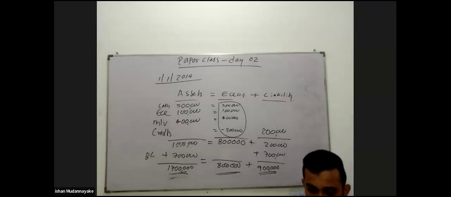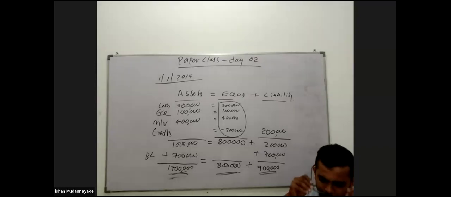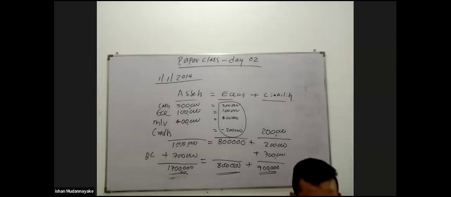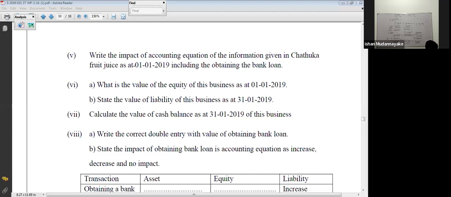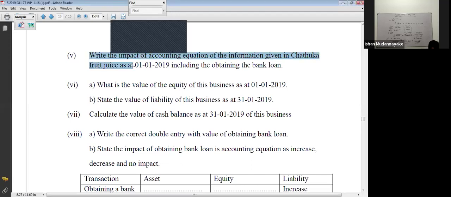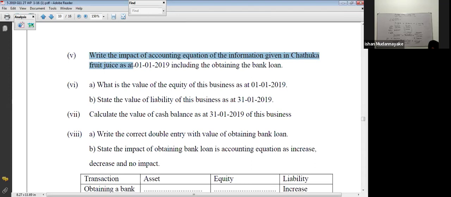Now question six. Again, they ask a question related to the equity of the business. Prepare the impact on the accounting equation of the information given. What is the value of equity of the business? The answer for question number 6A is 800,000.